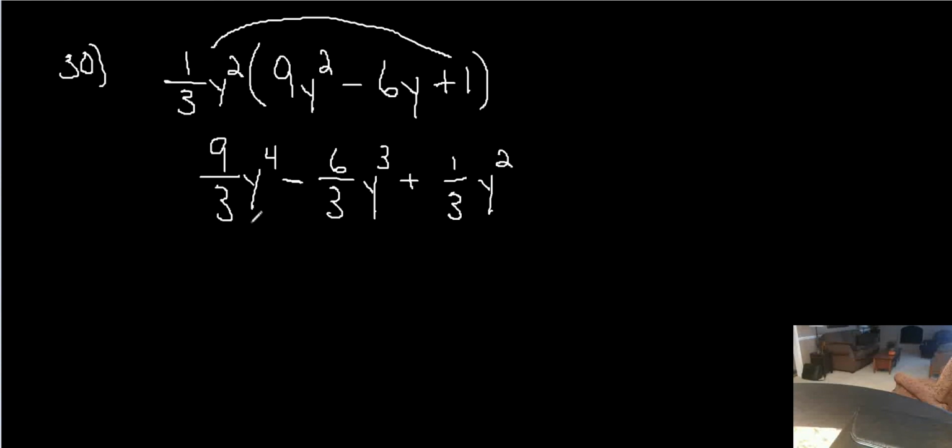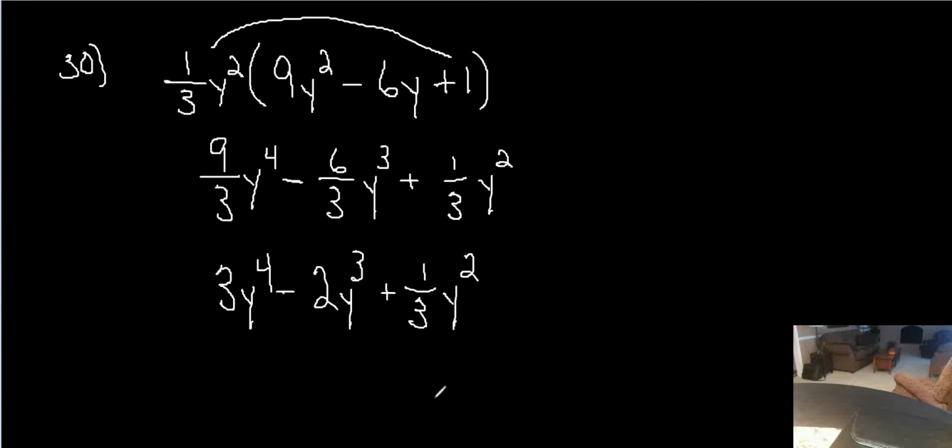Alright, I did it this way, and now I can simplify each of these coefficients. So 9 divided by 3 is 3, so it's 3y to the fourth minus 2y to the third plus 1/3 y squared. Okay?